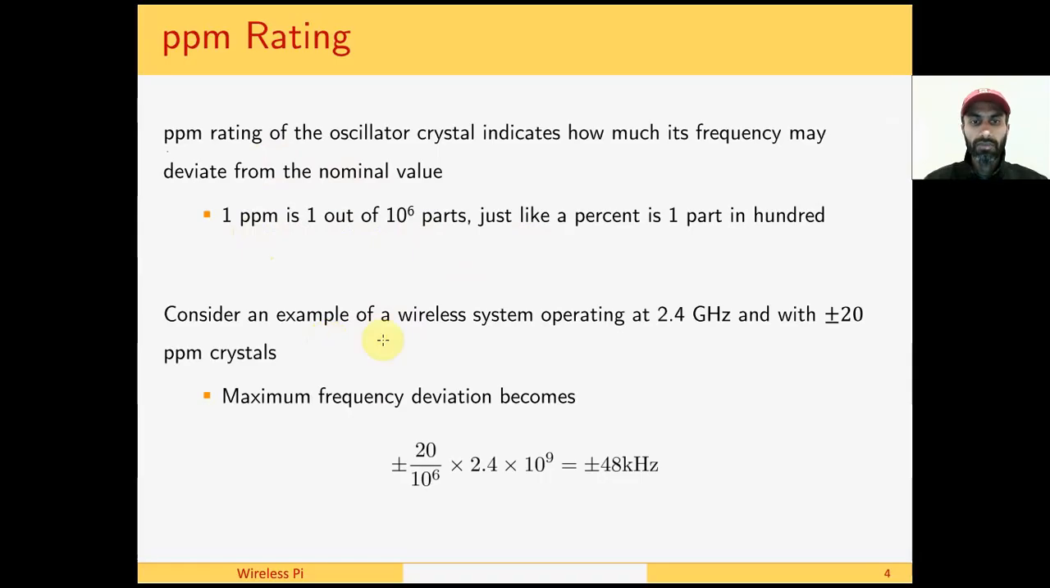So for example, if we take a wireless system operating at 2.4 gigahertz ISM band and plus minus 20 ppm crystals, the maximum frequency deviation becomes plus minus 20 parts per million multiplied by 2.4 gigahertz, which is plus minus 48 kilohertz. If the transmitter is at one extreme and the receiver is at the other extreme, the total frequency difference can be 96 kilohertz, which is a significant value.